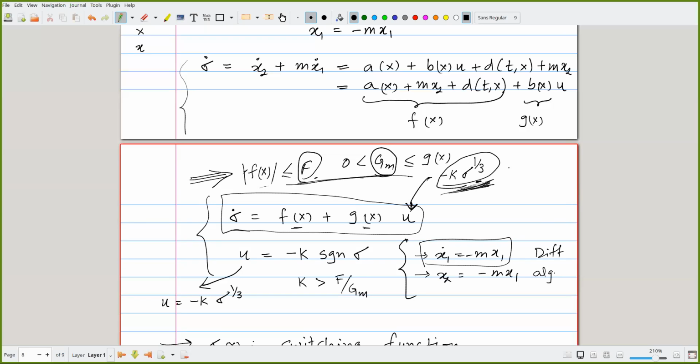Yeah, so Jitendra has some question. With u equal to minus k sigma becoming linear control, however, it will not be non-linear. I did not understand this.